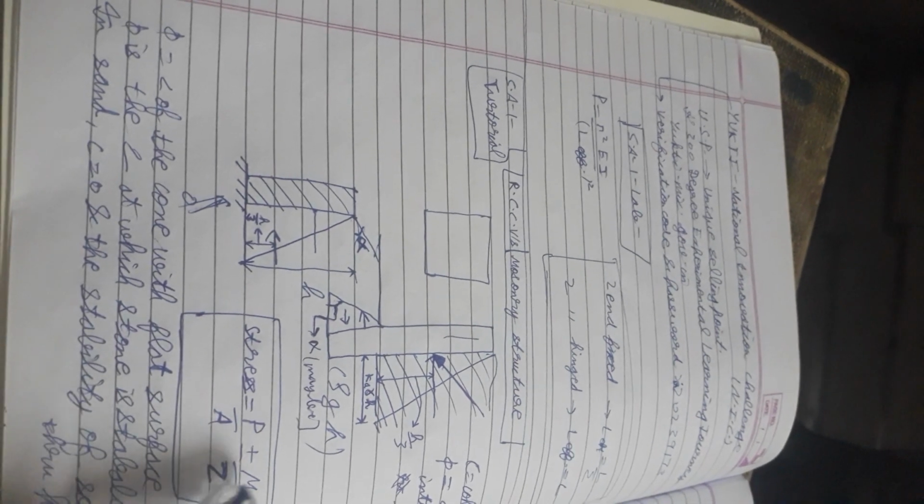This can be the square. This is H by 3. This is K into gamma H. This is H. This is alpha. This is rho GH. Stress is equal to P by A plus minus M by Z.